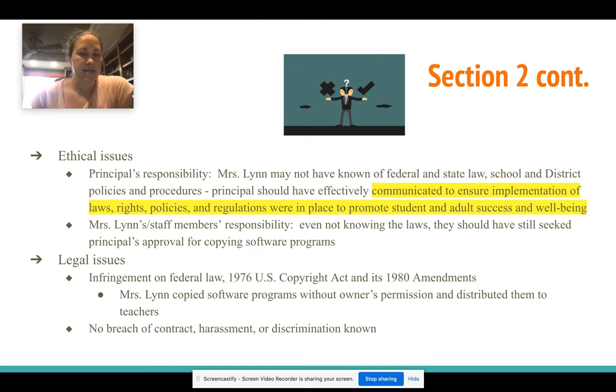Mrs. Lynn's responsibility and the other staff members also have some ethical issues involved. They didn't know the laws. It doesn't seem like they knew the laws, and that's my responsibility, but they should have still sought principal's approval for copying software programs. Legal issues: infringement on federal law, 1976 U.S. Copyright Act and its 1980 amendments. Mrs. Lynn copied software programs without the owner's permission and distributed them to teachers. There is no breach of contract or harassment or discrimination known.